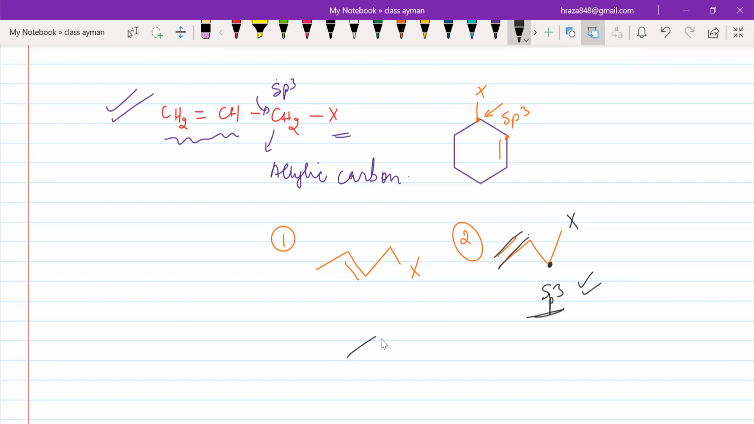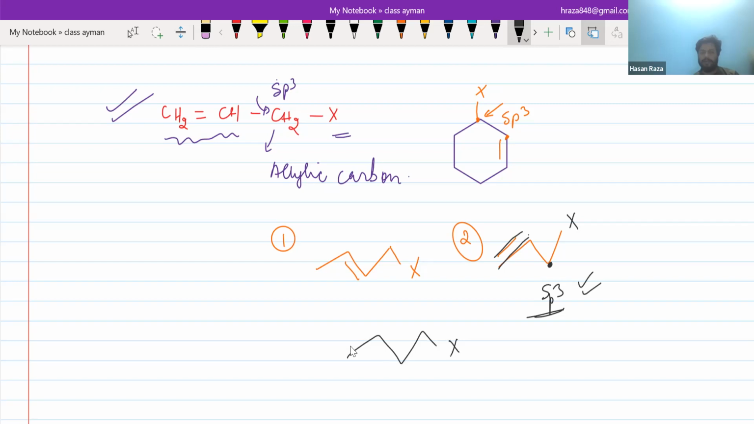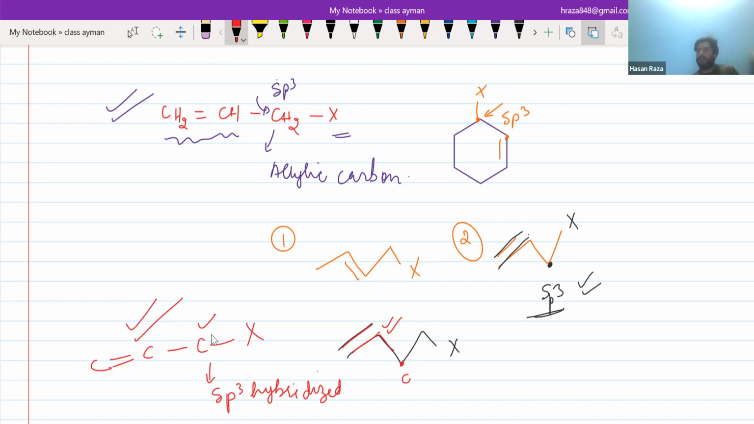Okay. Yes, sir. Now, if the question is like this, is it allylic? No, sir. Because it's not directly attached to X. Directly attached to X? No. See, this is doubly bonded carbon, and it is far away from this. So, according to the definition, the carbon which is sp3 hybridized, the adjacent carbon to this carbon should be doubly bonded. This is the definition of allylic, the condition of allylic.